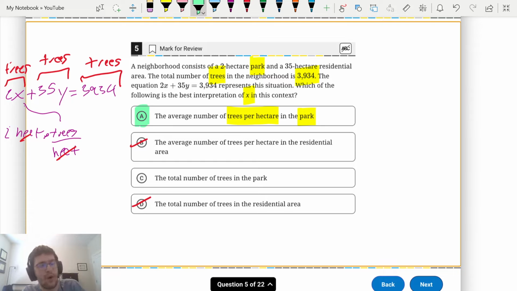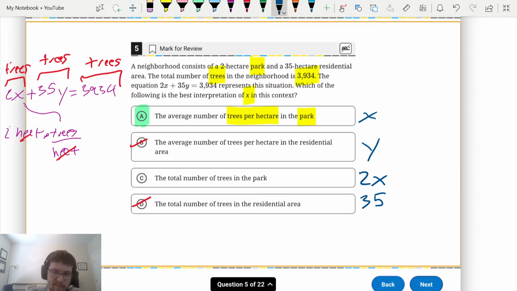So I'm going to show you all of these answer choices talk about something in the question. You have to pick out the one that it's asking you about. So A is describing X. B is describing Y. C is describing the total number of trees in the park. So that would be 2 times X. And then the total number of trees in the residential area, that would be 35Y. So you see, they're using correct interpretations of different things to try to confuse you.